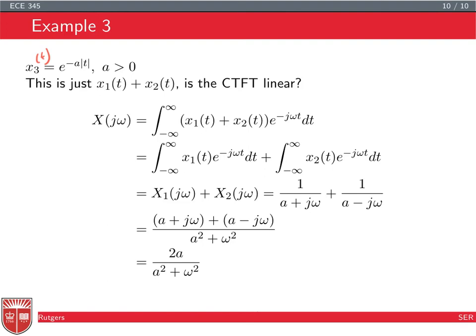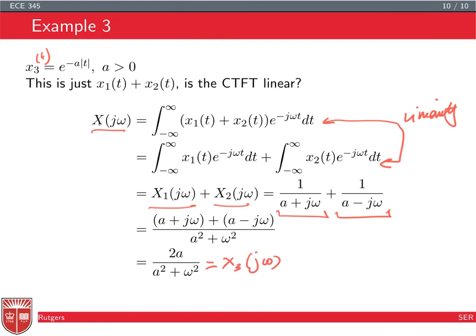Since X3 of t is equal to X1 of t plus X2 of t, we use the linearity of the CTFT, which I didn't prove, but you can easily check, meaning the CTFT of the sum is equal to the sum of the CTFTs. So X of j omega is equal to X1 of j omega plus X2 of j omega, and we just found these two values: 1 over a plus j omega plus 1 over a minus j omega. Once you find the common denominator, you get 2a divided by a squared plus omega squared. This is actually X3 of j omega, so here it should be 3.